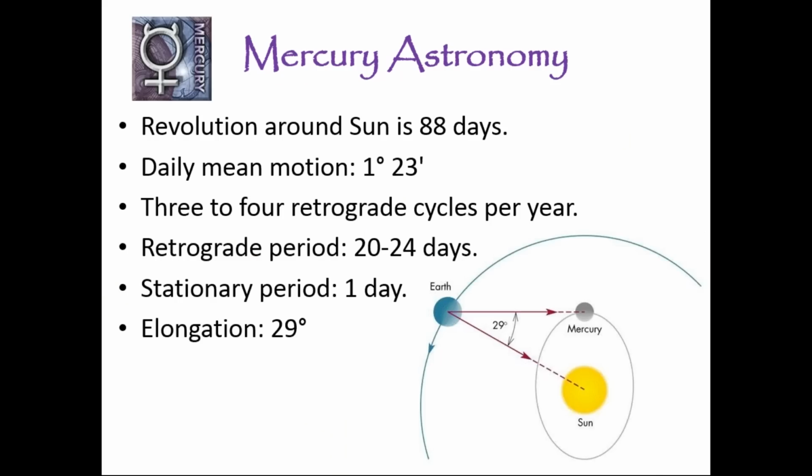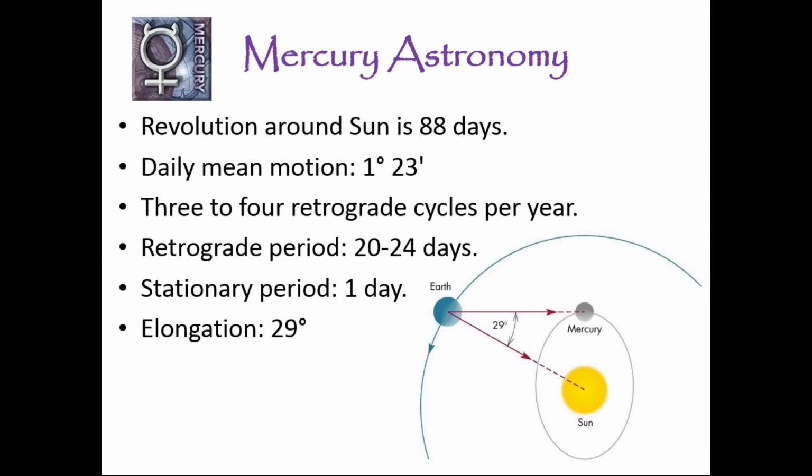Astronomy with Mercury: it actually goes around the sun every 88 days. And because the Earth is moving around the sun as well, it will create 3 to 4 retrogrades a year. Mercury is retrograde anywhere from 20 to 24 days, and it usually has a stationary period of 1 day. I like to say the day before, the day of, the day after, Mercury turning retrograde, Mercury turning direct.